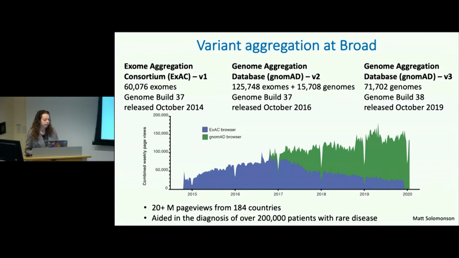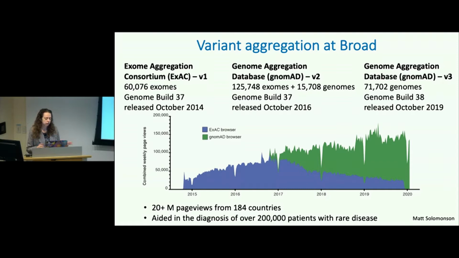This was followed in 2016 with the release of the Genome Aggregation Database, or gnomAD, which is our main data set today. It has 125,000 exomes and 15,000 genomes. It was our first data set that had both exome and genome data. It was still build 37. And then very recently, last October, we released gnomAD v3, which is a new data set of 70,000 genomes that's actually natively mapped and called on build 38 of the human genome. And so it is the first of the gnomAD data sets that's released on 38.